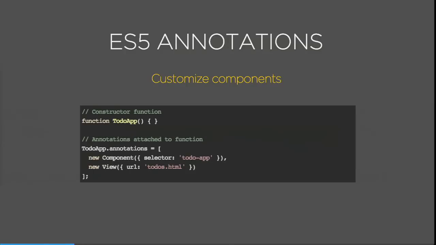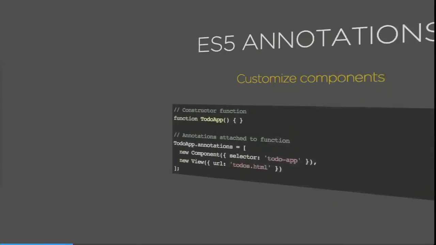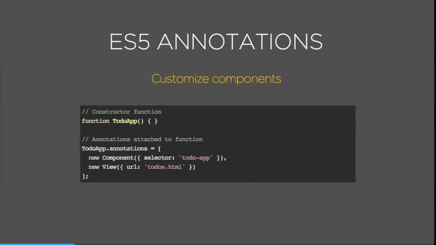In this case, in ES5, we don't have classes. We have a constructor function. Below the constructor function, we have an annotations property, and we give that an array. Each element of the array is an annotation, and it's very similar to what you saw before. We have a new Component with the selector to-do-app, and the new View, which gives us the URL to the view, which is, as you can see, similar to what we have on both slides.